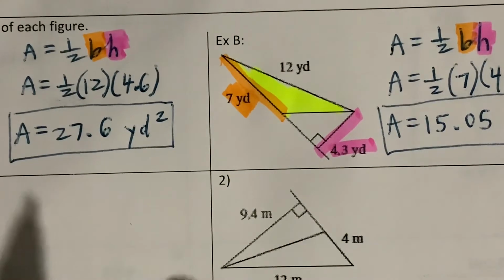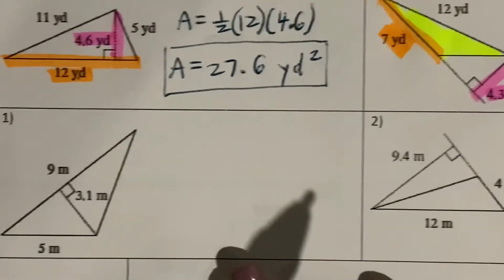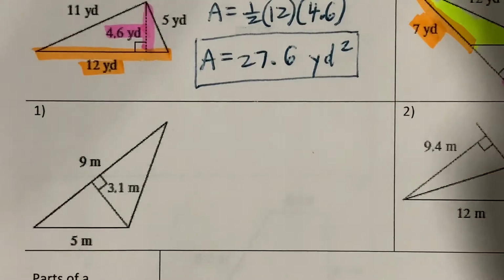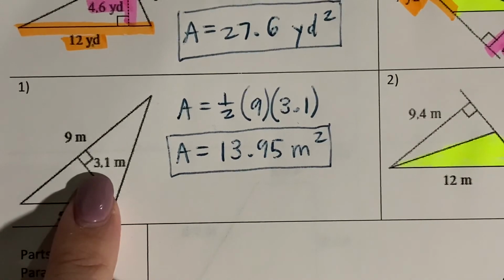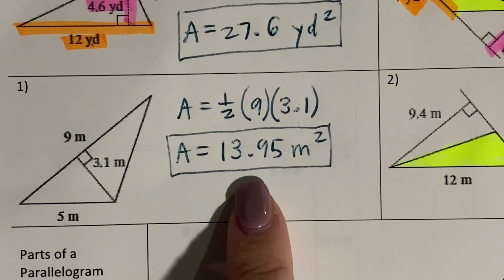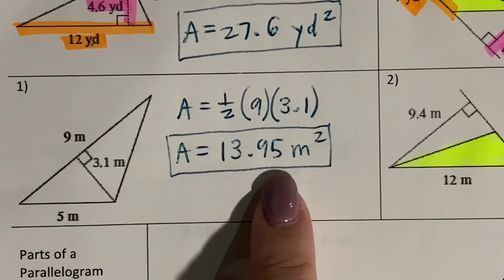This time you have 2 U-tries, so go ahead, pause the video and see what you get. On U-try 1, my base was 9 and my height was 3.1. So my final area was 13.95 square meters.